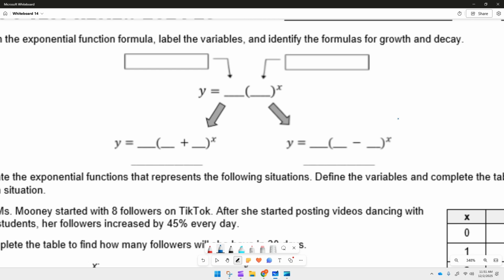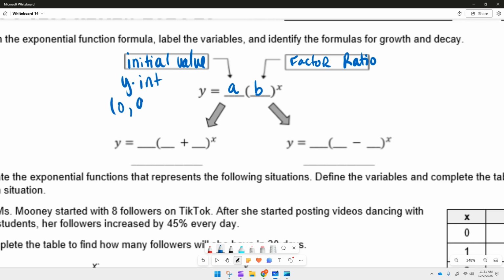Going to talk about all of these. The whole test is dealing with exponential functions. Okay? That is y equals a times b to the power of x. That b value is your factor ratio. That a value is your initial value, or y-intercept, when x is equal to 0.